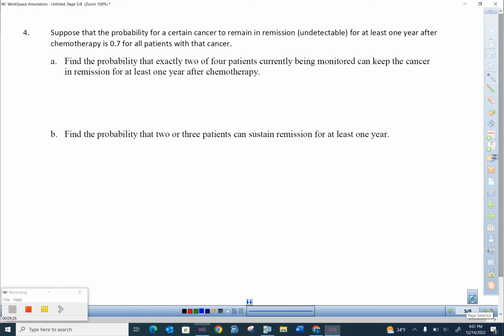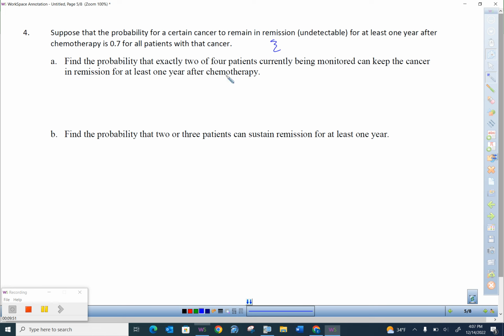Okay. On number 4, we are looking at the probability of a certain cancer to remain in remission for at least 1 year, and it's giving us that probability is 0.7 for all patients with that cancer. We're going to now find the probability that exactly 2 of the 4 patients being monitored can keep that cancer in remission. So we're going back to a sample space where the outcomes aren't equally likely.